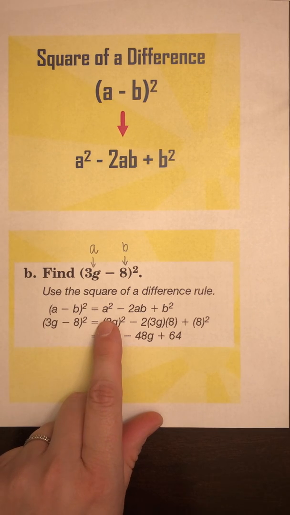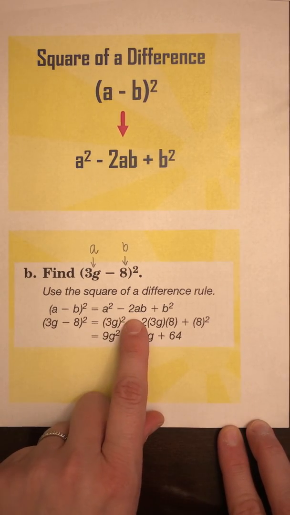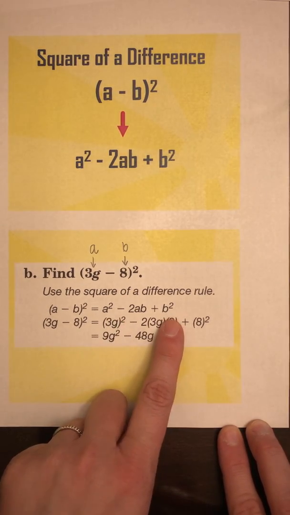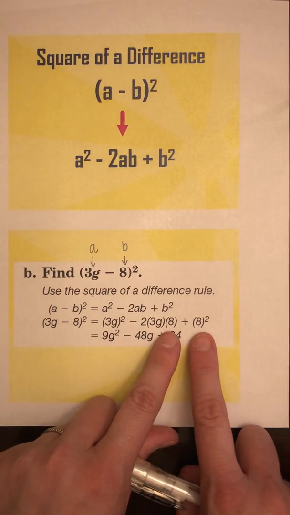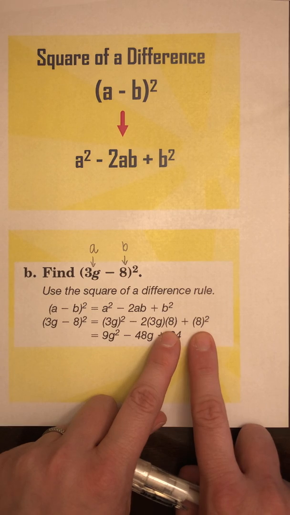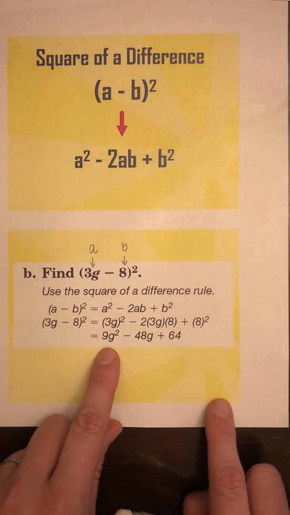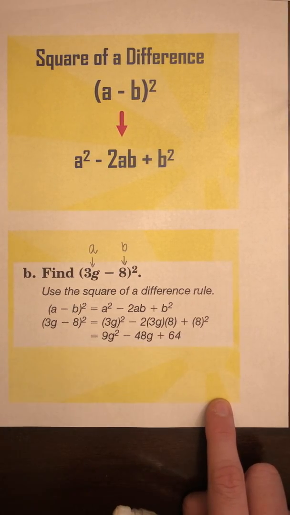So again, here is the pattern, a squared minus 2ab plus b squared. We're replacing the a's with 3g. We're replacing the b's with an 8. And then we're just simplifying. Again, notice, no like terms. It is already done. So let's jump into example number 3.